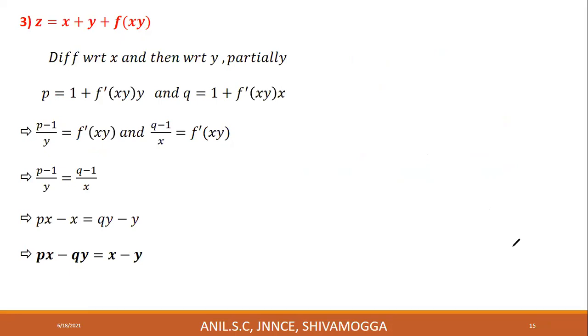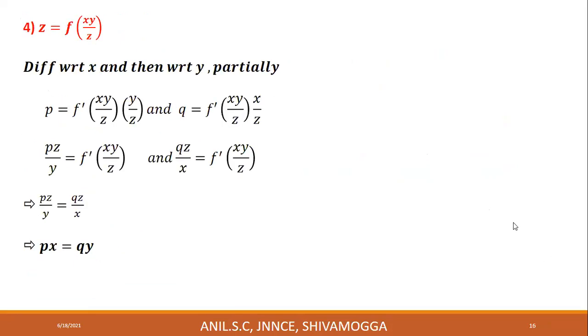Next, z is equal to f of xy divided by z. See, this is capital letter Z and this is small letter z. They are different. Here capital Z is a function of three variables x, y, and the small letter z. Right? Capital Z is a function of three variables x, y, and z.